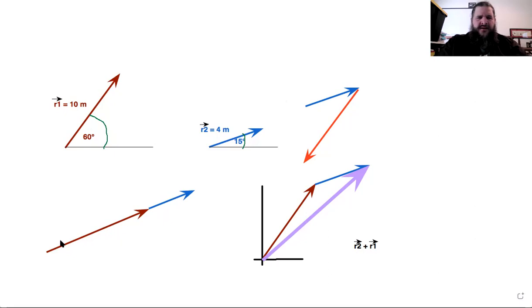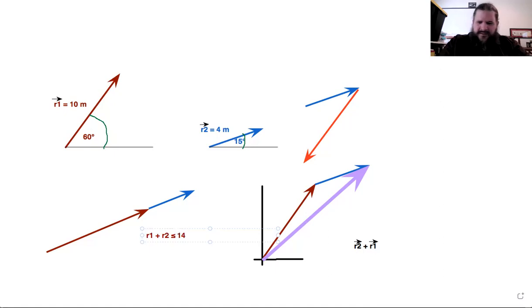Right, 14. So the 14 would be the largest these vectors could add up to. And of course, in this case, they won't actually add up to 14 meters because they're not in the same direction. But 14 is the hypothetical maximum you can get from adding a 10-meter vector plus a 4-meter vector. So we know R1 plus R2 is going to be less than or equal to 14.